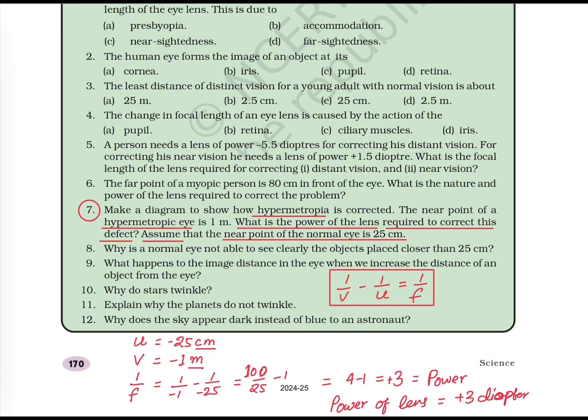And here the plus sign indicates the lens that we have used is a convex lens. Okay, so this is all about the numerical based on hypermetropic defect of vision.